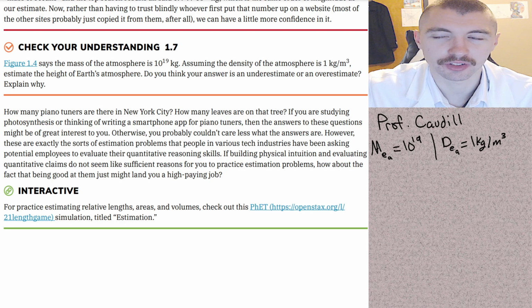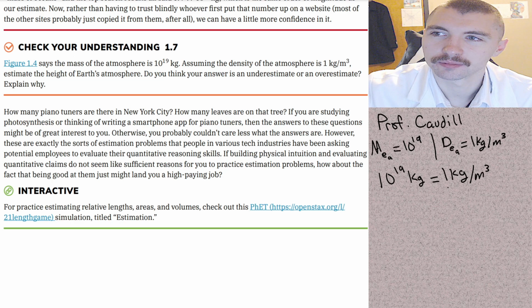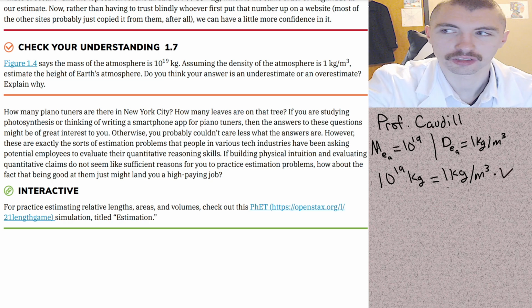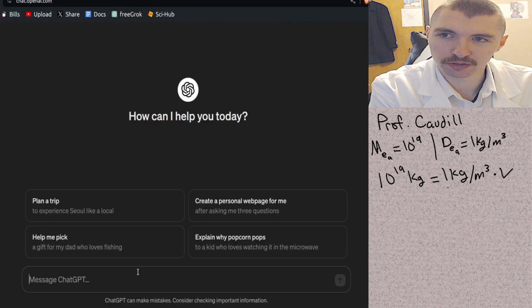Explain the height of Earth's atmosphere. So 10 to the 19 kilograms is our mass, and the density is 1 kilogram per meter cubed. So I think it has to be times a volume. Let me double check. Get a secondary source.